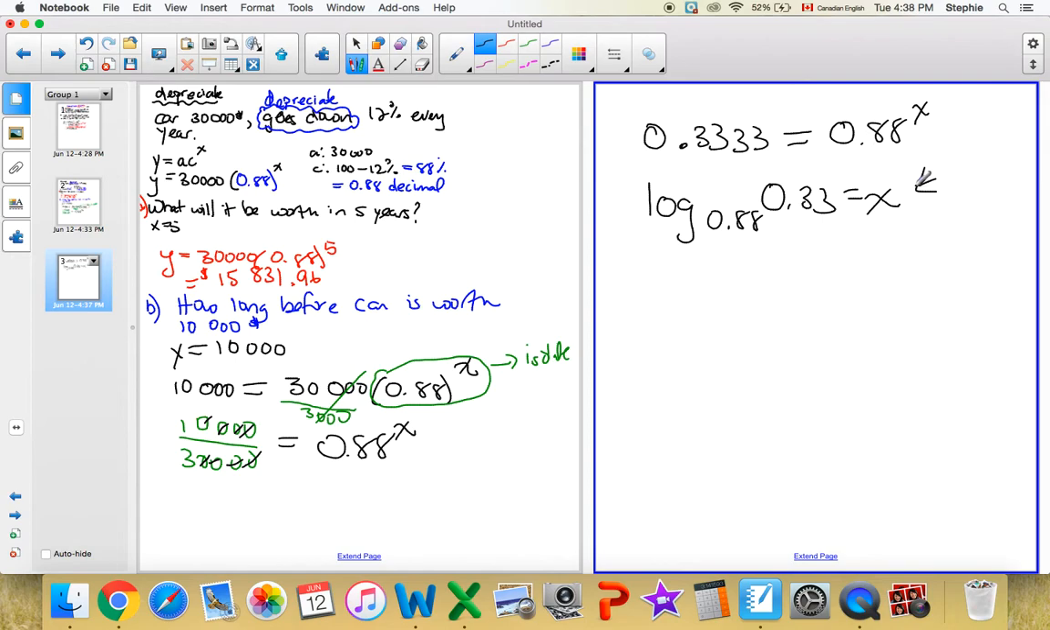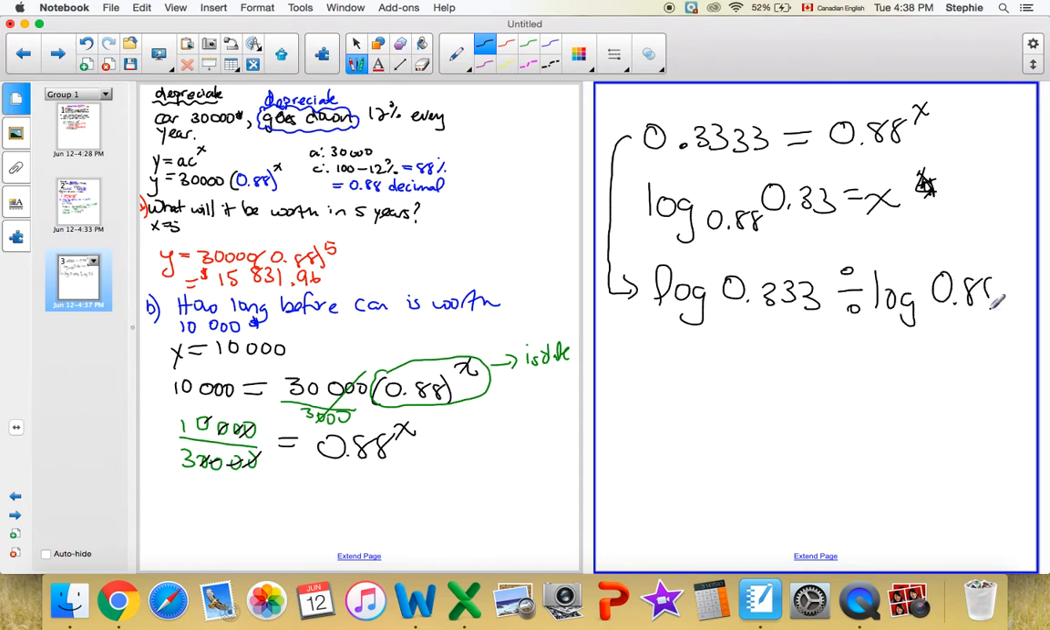You don't have to do this. This is like for the students who have done the advanced logs. This is like a format that is written. All you have to do at this point is you're going to go log of the answer. So you go log of the 0.33. So you need to locate the log button on your calculator. Then divide by the log of 0.88.